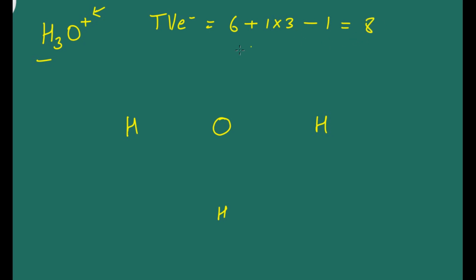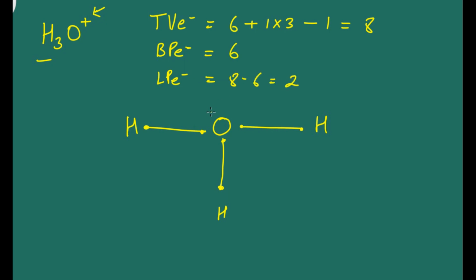Total 8. Now how many bond pair electrons are there? First make the bonds: 1, 2, 3. So how many bond pair electrons are there? There are 3 bonds, each bond carries 2 electrons, so the total number of bond pair electrons is 6. Lone pair electrons, how many are there? Total valence electrons minus bond pair electrons, 8 minus 6 is equal to 2. So there are 2 lone pair electrons remaining.